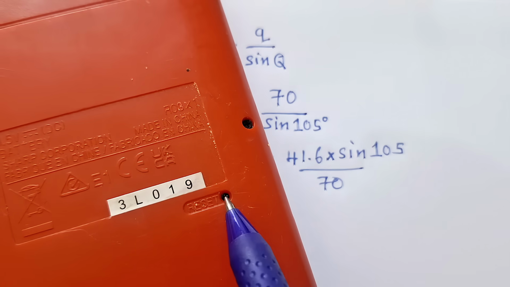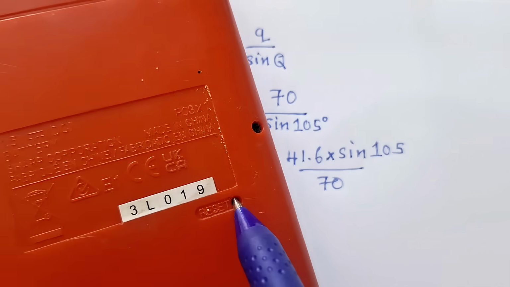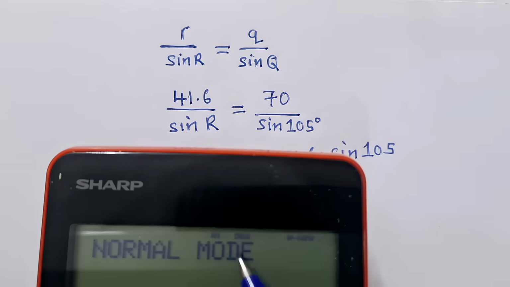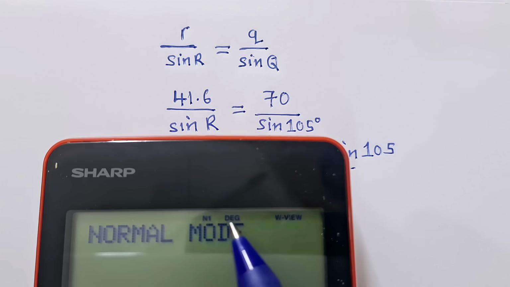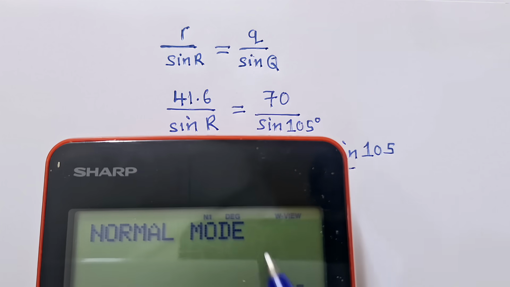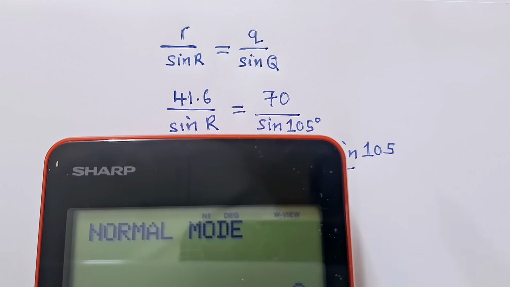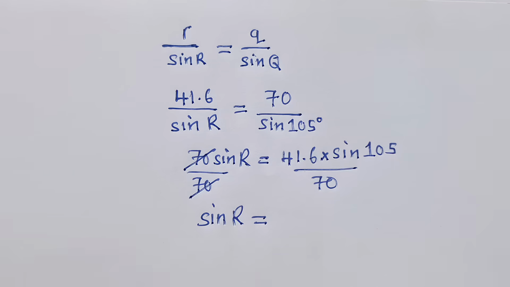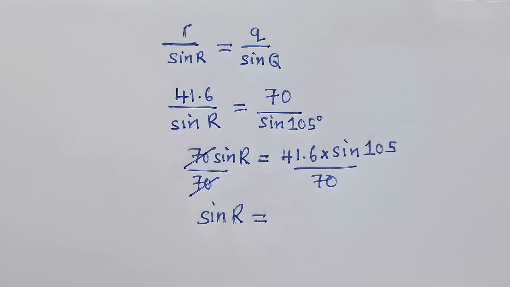At the back here, you see where it's written restart or a hole. You punch on that, and your calculator will restart. When it restarts, it must show a small d or DEG here on top. It means it's in degrees. So my calculator here, you can see where I'm pointing, it's in degrees. If it's not showing this, it must show a small d on top. Okay, so we're going to say 41.6 times sine 105.